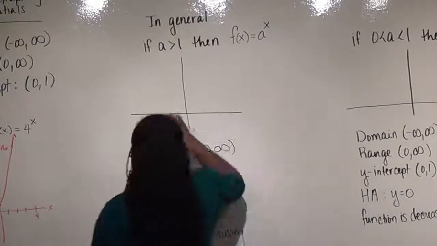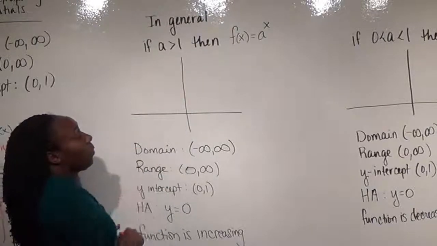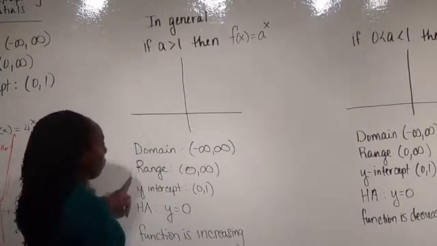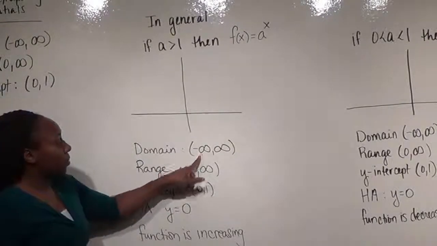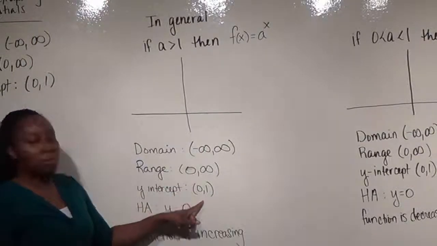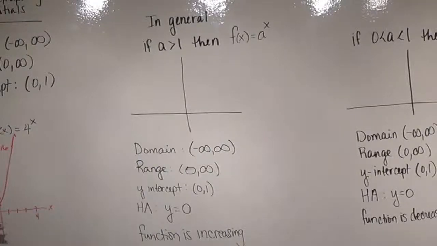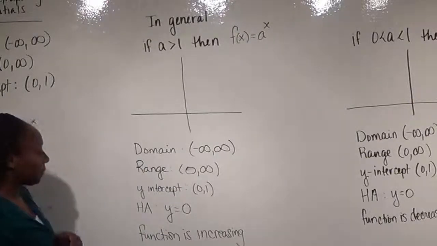In general, if I'm looking at f of x equals a to the x, where a is bigger than 1, so this is the example kind of like what we just did. You'll notice the domain, range, y-intercept are all what we just said. All real numbers, 0 to infinity, and 0, 1. One thing I didn't mention, but we can certainly see on this last graph, is that as x goes to negative infinity, the y values get closer and closer to 0. So we end up with a horizontal asymptote at y equals 0.